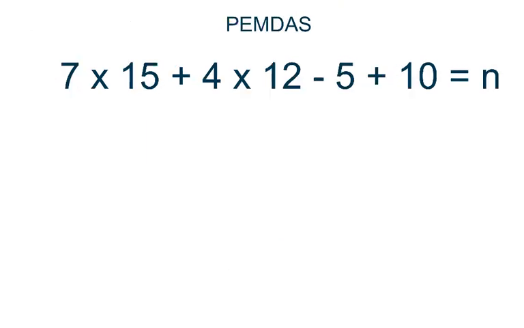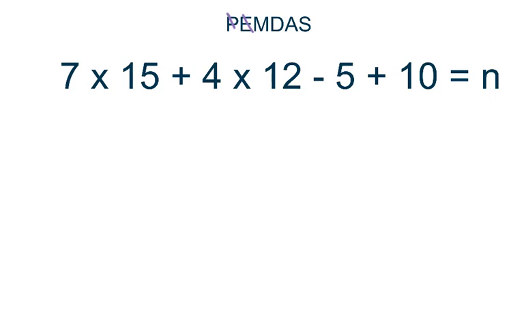In this problem, you have 7 times 15 plus 4 times 12 minus 5 plus 10 equals n. Work through your order of operations. Okay, so the first thing I'm going to do is look at my parentheses. I don't have any, so I'm going to cross out my P. I'm looking for exponents. I don't have any of those. I cross out my E.